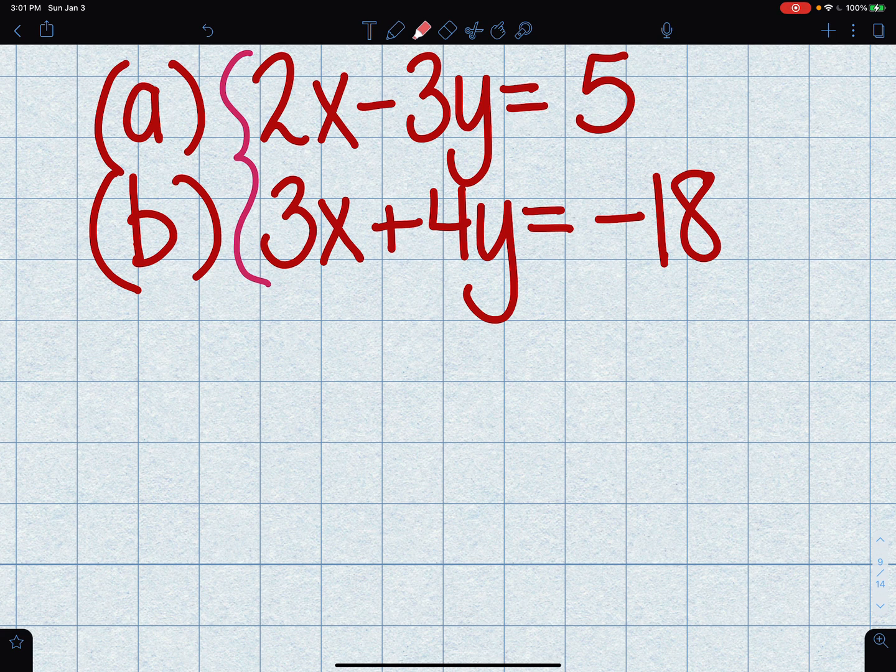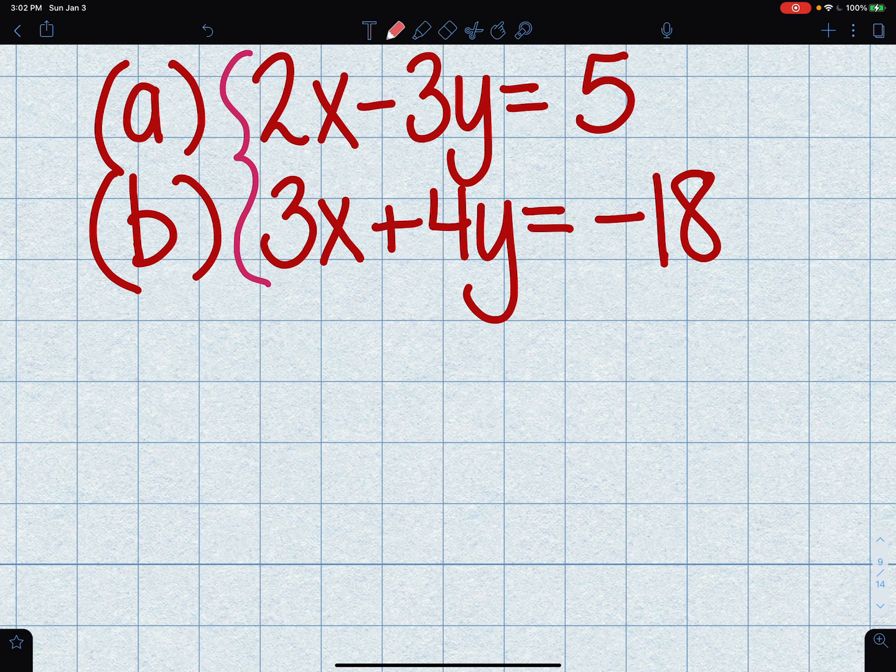So for example, in this example in the book, instead of getting rid of the y, they chose to get rid of the x. In order to get rid of the x, we could multiply this whole equation by 3, and then you'd get a 6x here. And this whole equation by -2, and then you'd get a -6x there, and then those would cancel out. Okay, so let's try it.